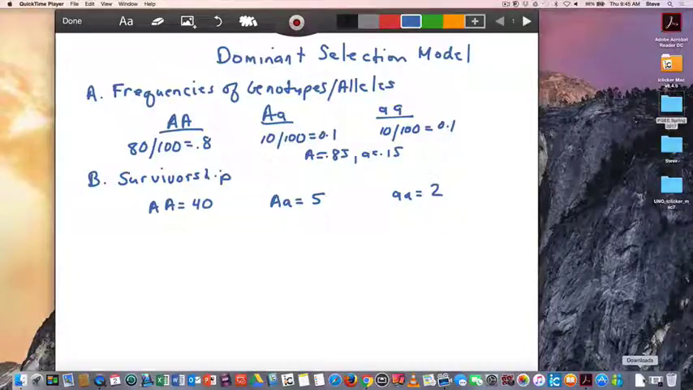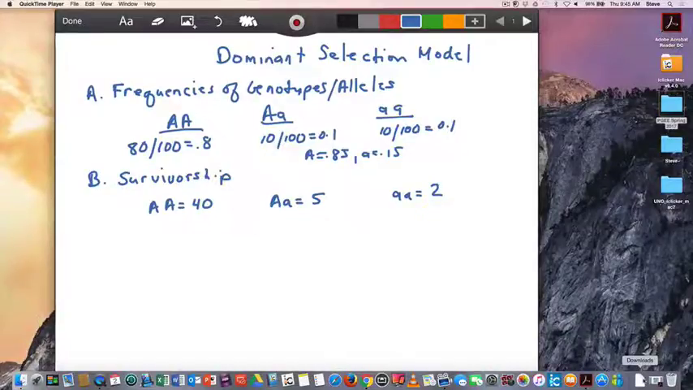And again, it's AA plus half of Aa gives you the frequency of the big A allele. So that's 0.8 plus half of 0.1 gives you A equal to 0.85, and a is 0.15. You can do the calculation, 0.1 times 0.5 plus 0.1 will give you 0.15, but you don't have to.